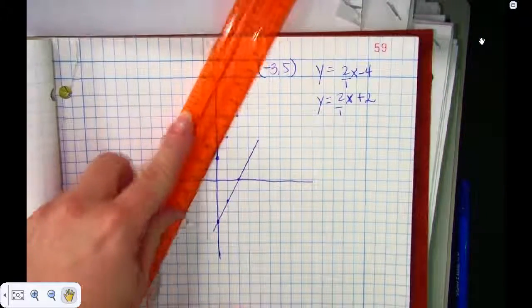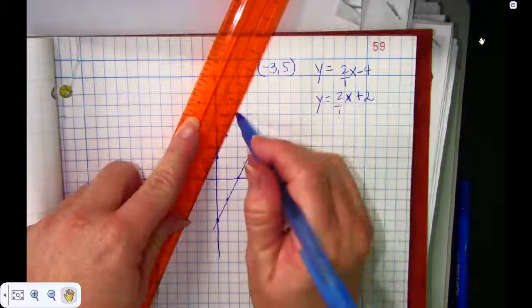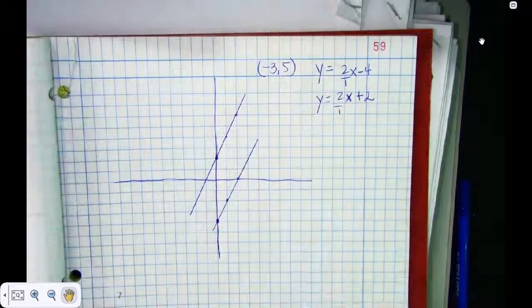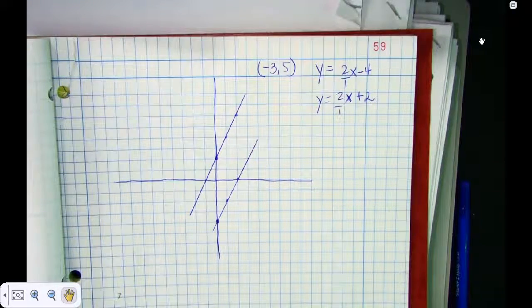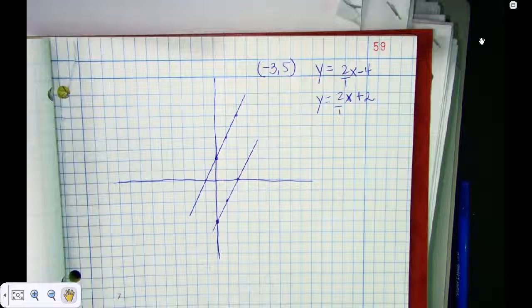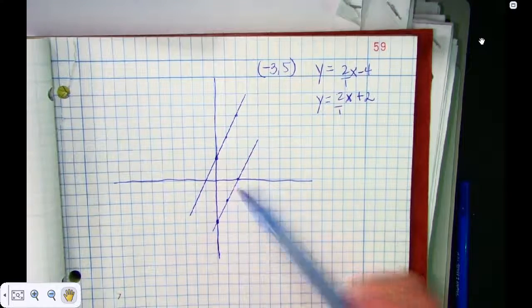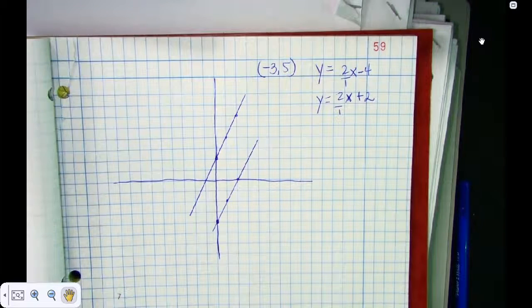What do you notice about the 2 lines? They're what? Parallel. So there's no solution, right? There's no solution. There's not a point that goes through both of them. Okay? That connects them. We're going to learn that later. But these 2 are parallel. What do you notice about the equation? They have the same slope.